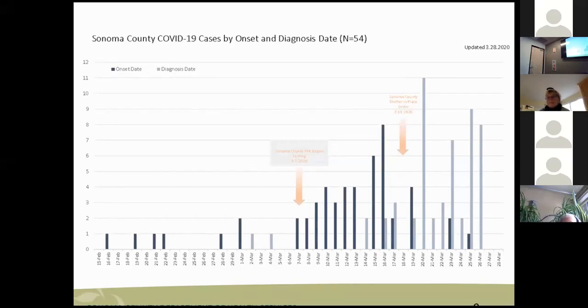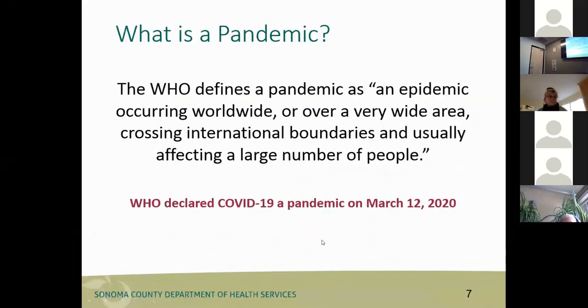What is a pandemic? Okay, so the official definition is an epidemic occurring worldwide or over a very wide area, crossing international borders and usually affecting a large number of people. And we have certainly met that definition here. And the World Health Organization declared COVID-19 a pandemic on March 12th.